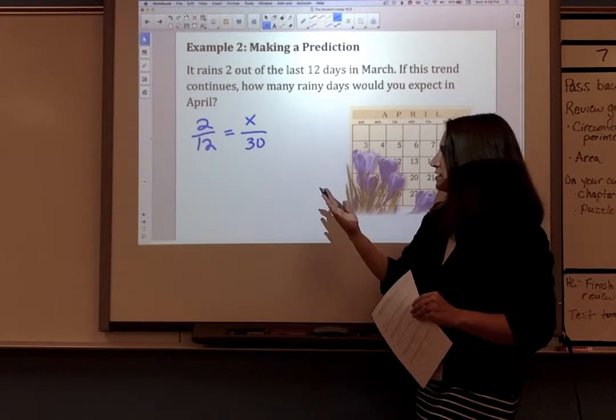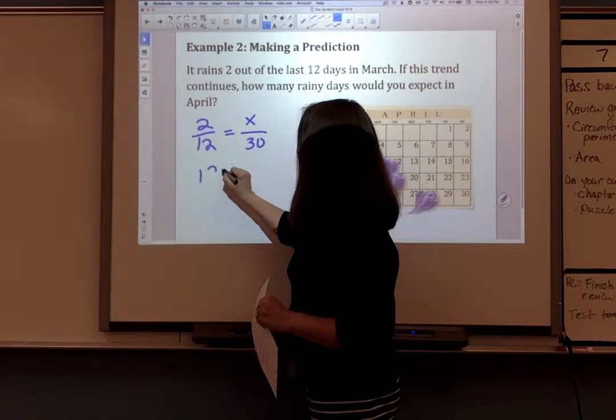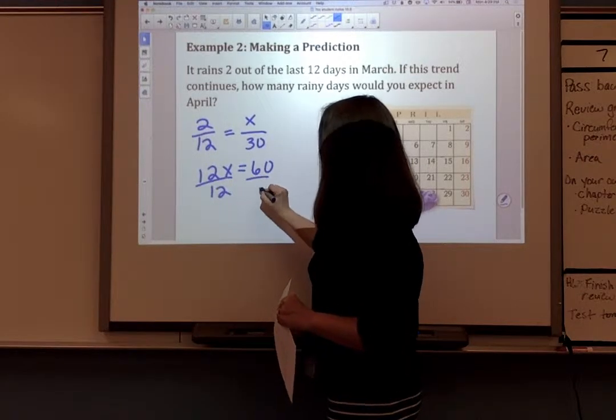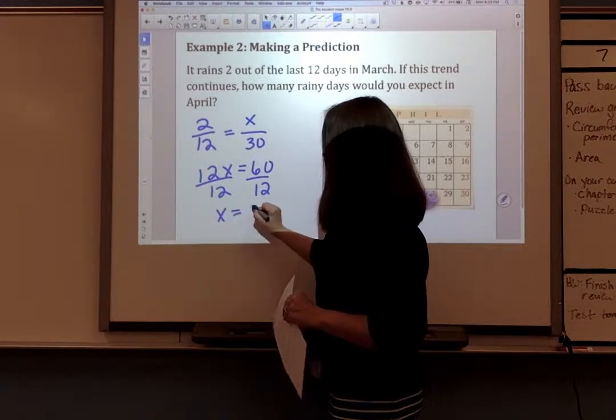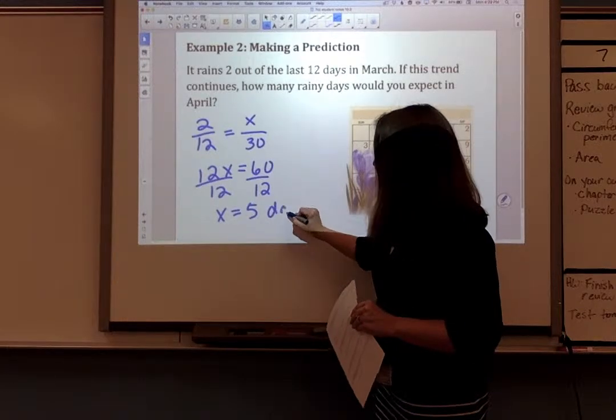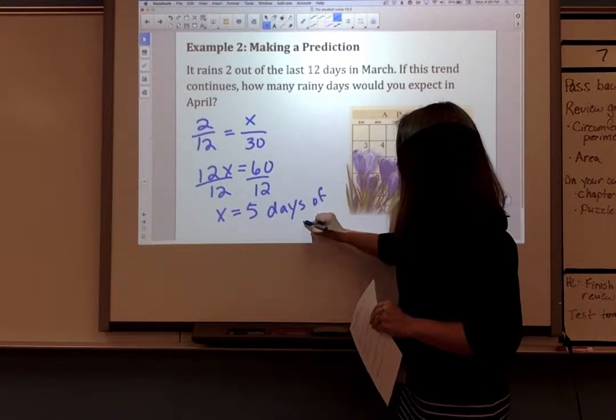So we could solve this using cross products. We have 12x equals 60. We'll divide by 12 on both sides. And we would expect that in 30 days, 5 days of rain.